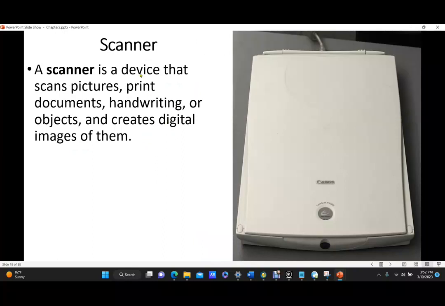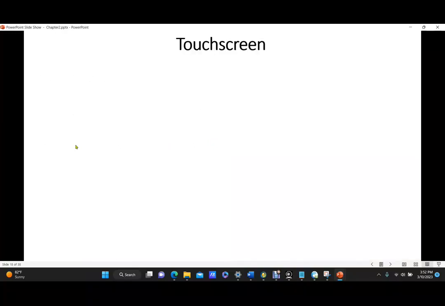A scanner is a device that scans pictures, print documents, handwriting, or physical objects. It creates digital images of these.